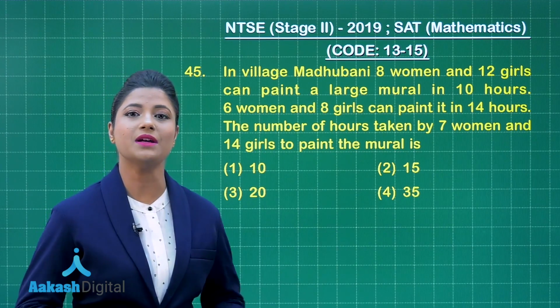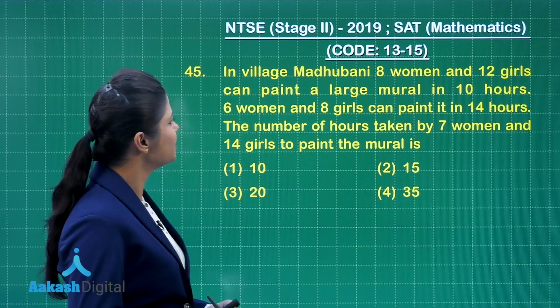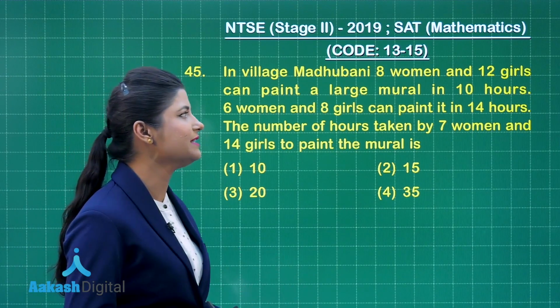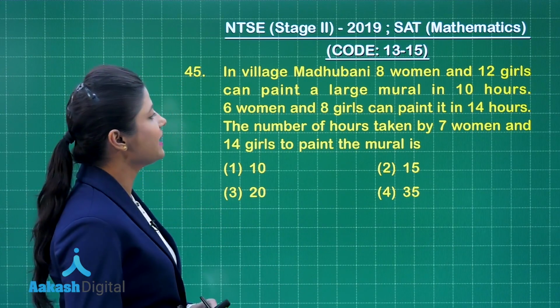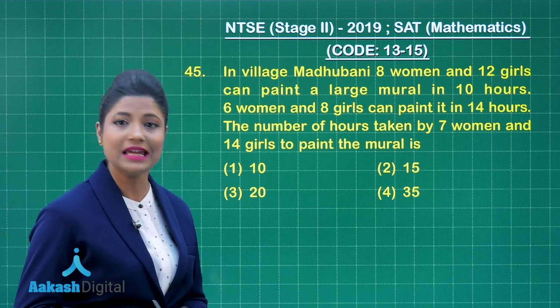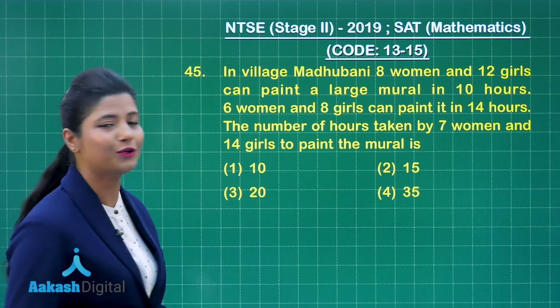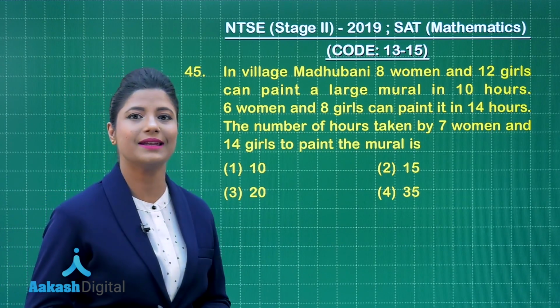Now let's discuss question number 45. It states that in village Madhubani, 8 women and 12 girls can paint a large mural in 10 hours. 6 women and 8 girls can paint it in 14 hours. The number of hours taken by 7 women and 14 girls to paint the mural is out of these 4 options, where you have to obtain the correct answer.